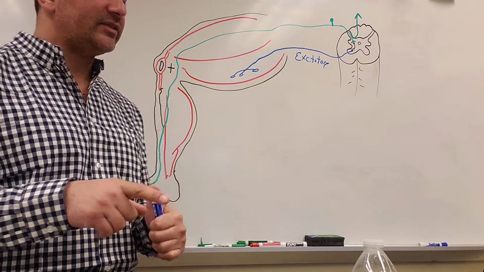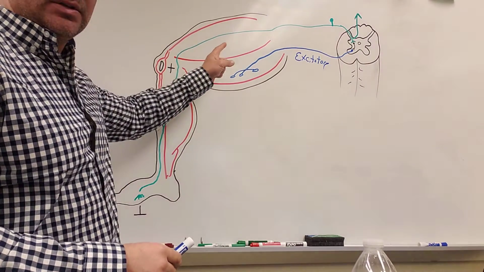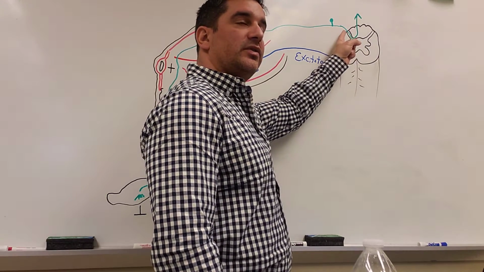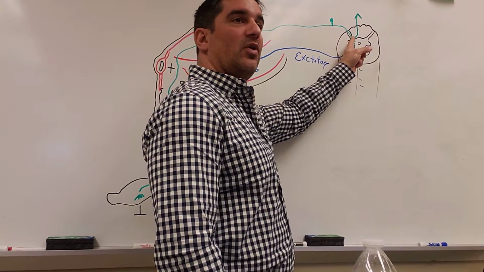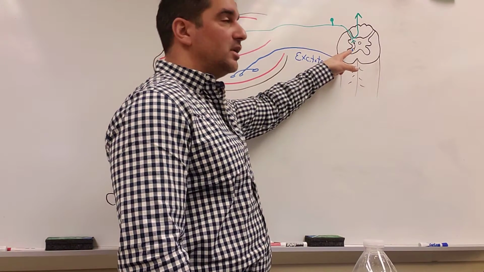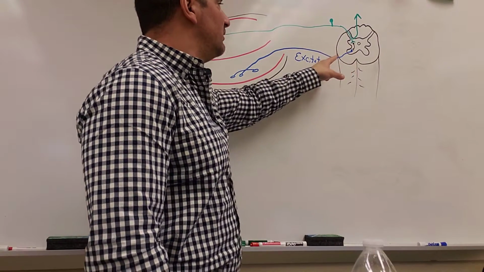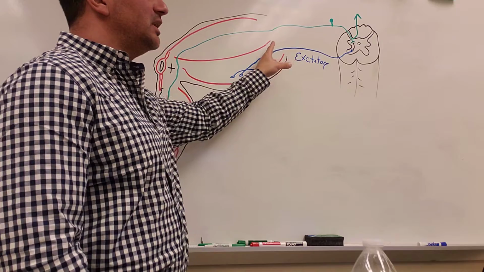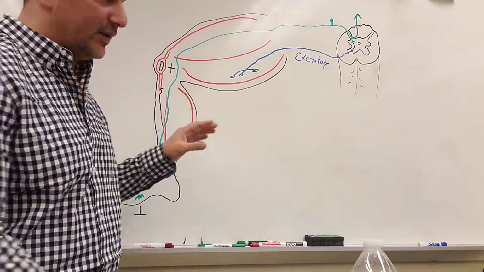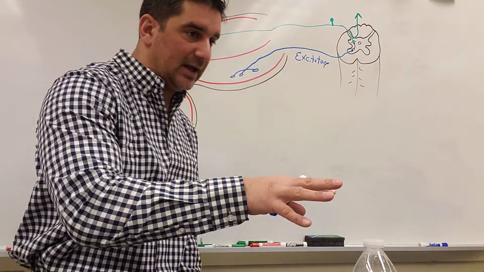So withdrawal reflex goes receptor, sensory neuron, dorsal rootlet, dorsal horn, interneuron, ventral horn to the alpha motor neuron, ventral horn, ventral rootlet, ventral root, excitatory signal to the muscle to cause the withdrawal. And I drew this on a lower limb, but it doesn't have to be. Questions about that?